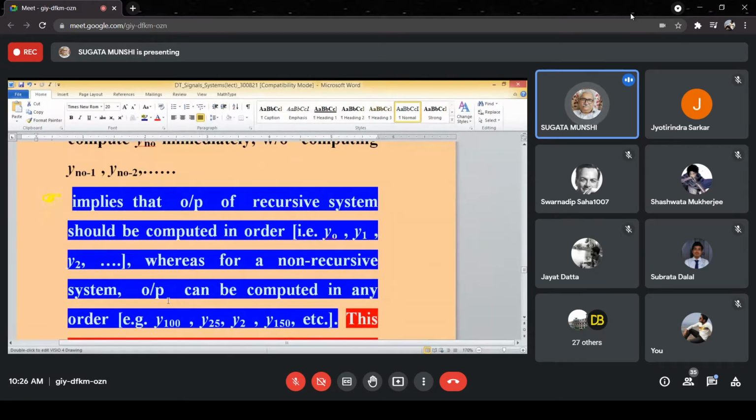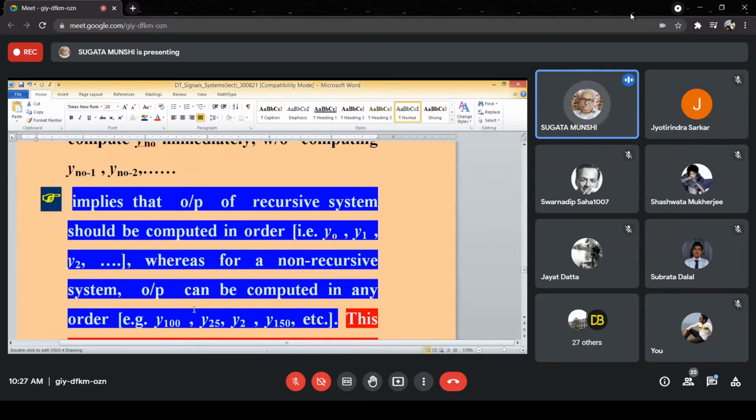Whereas for a non-recursive system, output can be computed in any order. This has relevance only for offline processing, remember. In real-time processing, even if the system is non-recursive, you don't compute in this way.